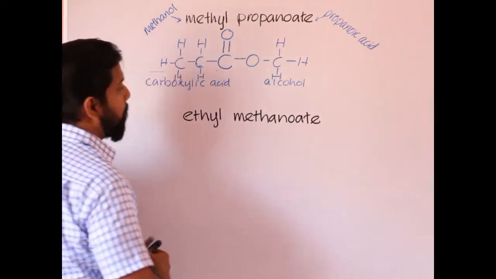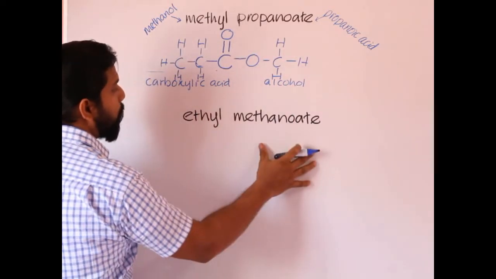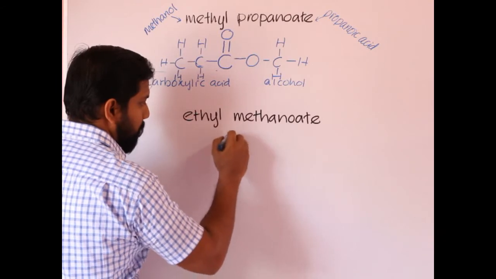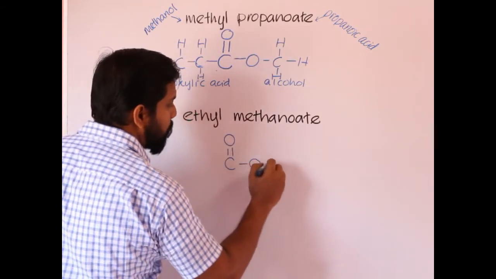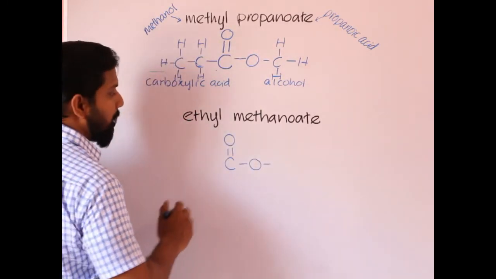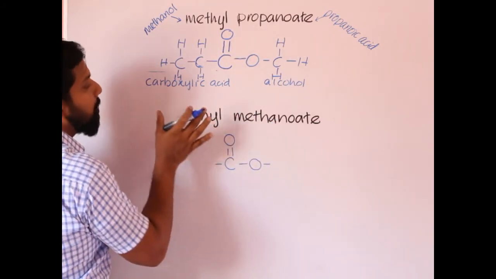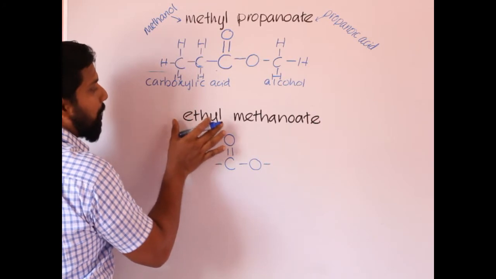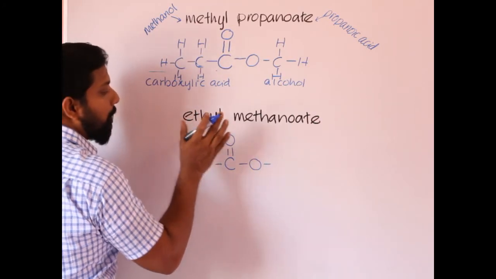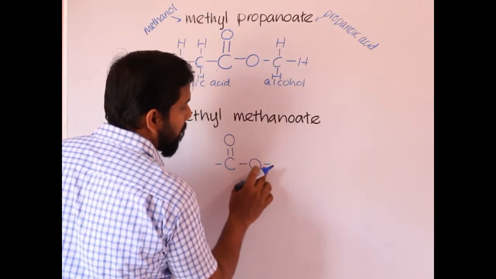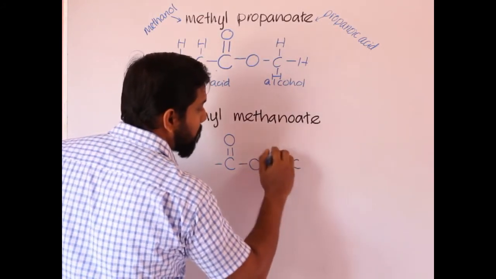We'll try this. Ethyl methanoate. So first you draw the ester group, the ester linkage, and make the decision. Ethyl means the alcohol part. It has only 2 carbon. The alcohol part is where you have the single bonded oxygen side. So put 2 carbon atoms.